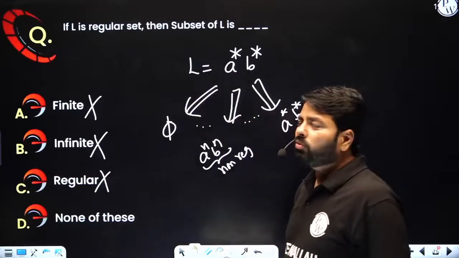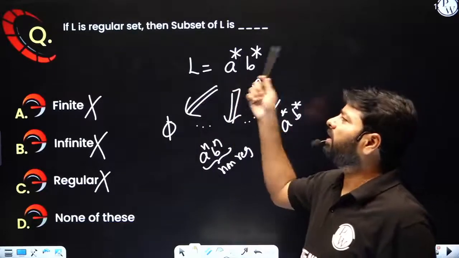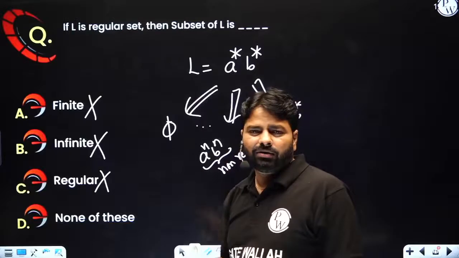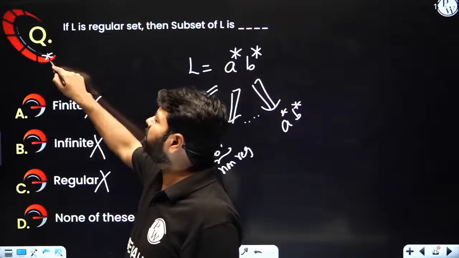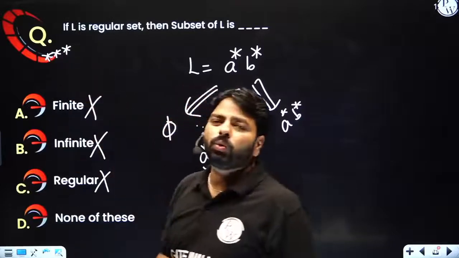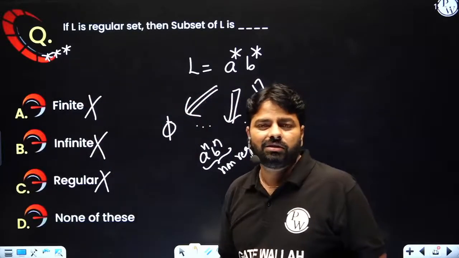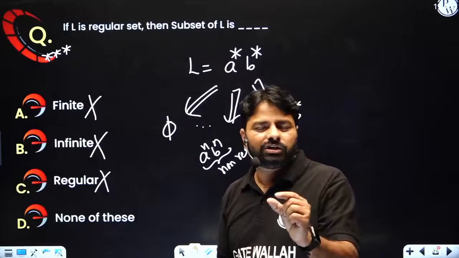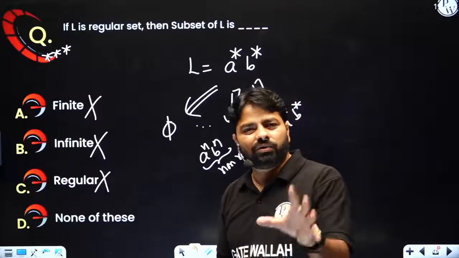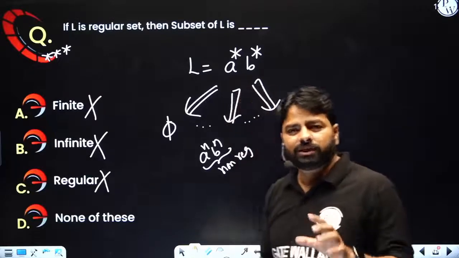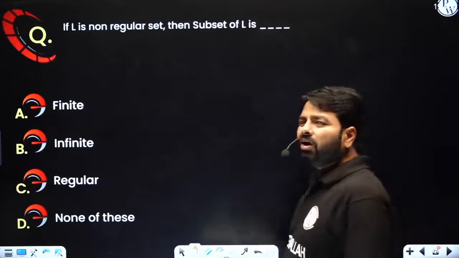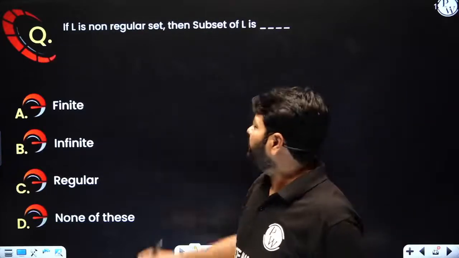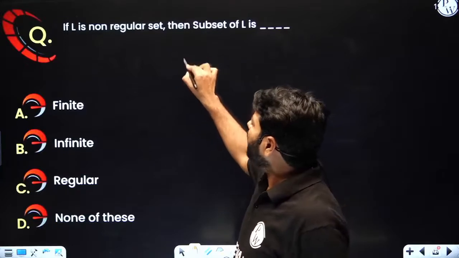So what you can conclude is that a subset of a regular language need not be regular. That's why the subset operation is one of the important points for regular languages. It is not closed for regular languages. Subset operation is not closed for regular languages. Okay, now you have some non-regular set.